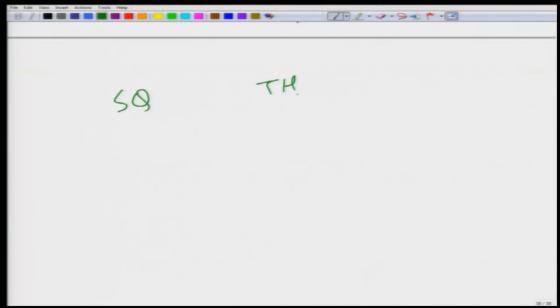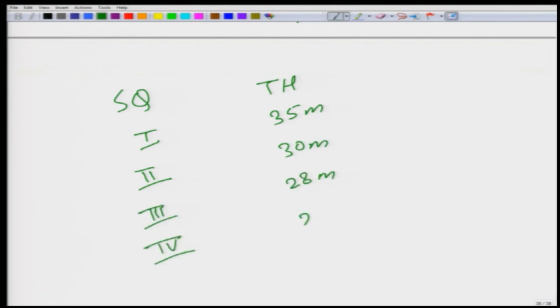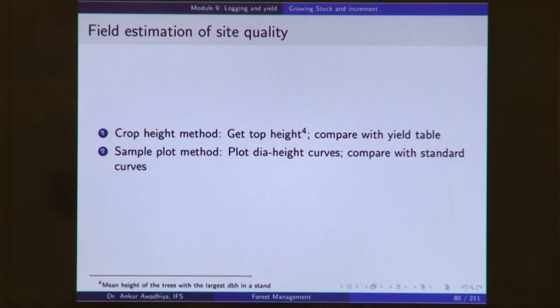site quality and top height. For site quality 1, the highest it goes is say let us say 35 meters, site quality 2 you reach 30 meters, site quality 3 you reach say 28 meters, site quality 4 you are only able to reach 25 meters. Now, you go to a site and you measure the top height, and you find that the top height is 30 meters. So, then you can say that this site belongs to a site quality 2. So, this is one way of looking at the tree characteristics. So, we find out the top height, compare it with the yield table, and we get the site quality.